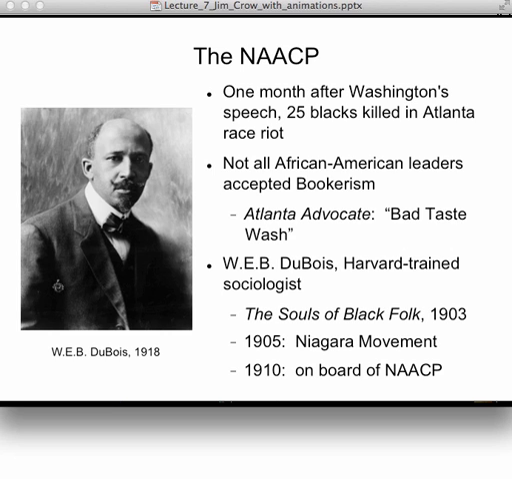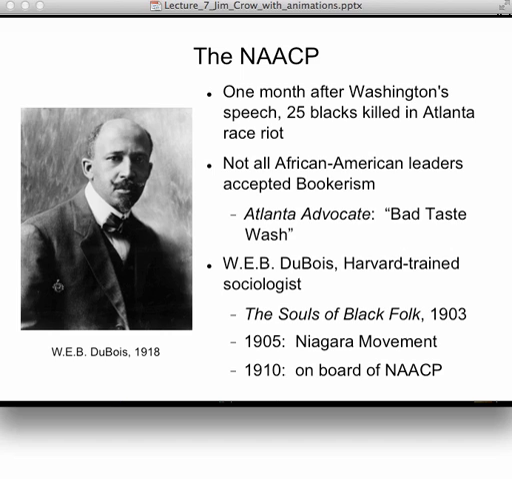Not all blacks agreed with Booker T. Washington, and in fact, there were a number of African American leaders who really didn't like Bookerism. There was a black newspaper in Atlanta called the Atlanta Advocate, and whenever they referred to Booker T. Washington, they called him by the name Bad Taste Wash to show their contempt for Washington's ideas.